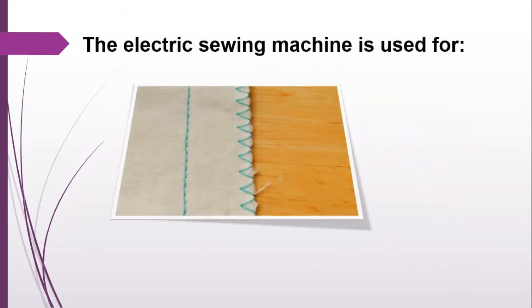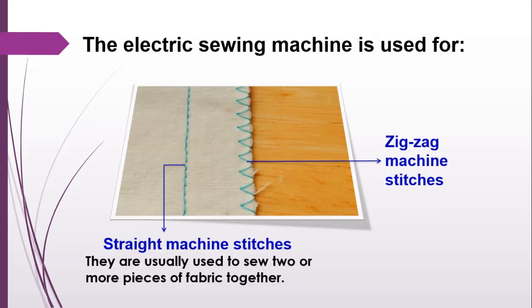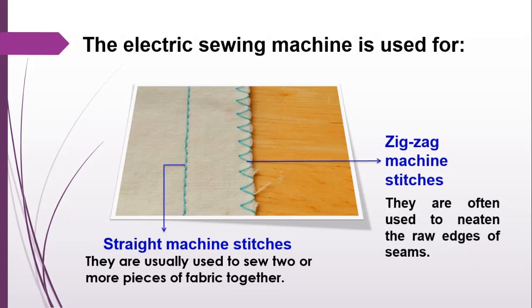The electric sewing machine is mainly used for sewing straight machine stitches and zigzag machine stitches. Straight machine stitches resemble back stitches. They are usually used to sew two or more pieces of fabric together, for example, when stitching a seam. Zigzag machine stitches are often used to neaten the raw edges of seams.